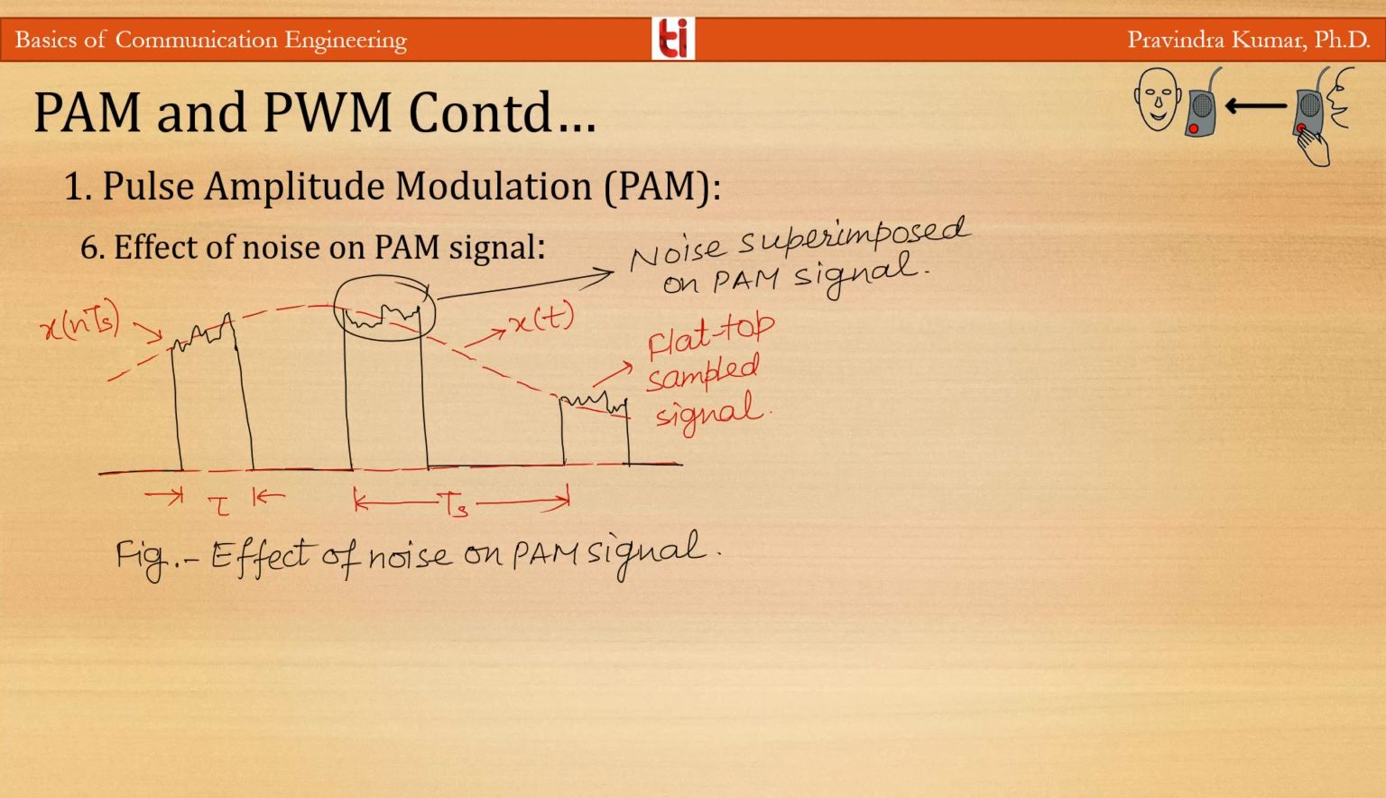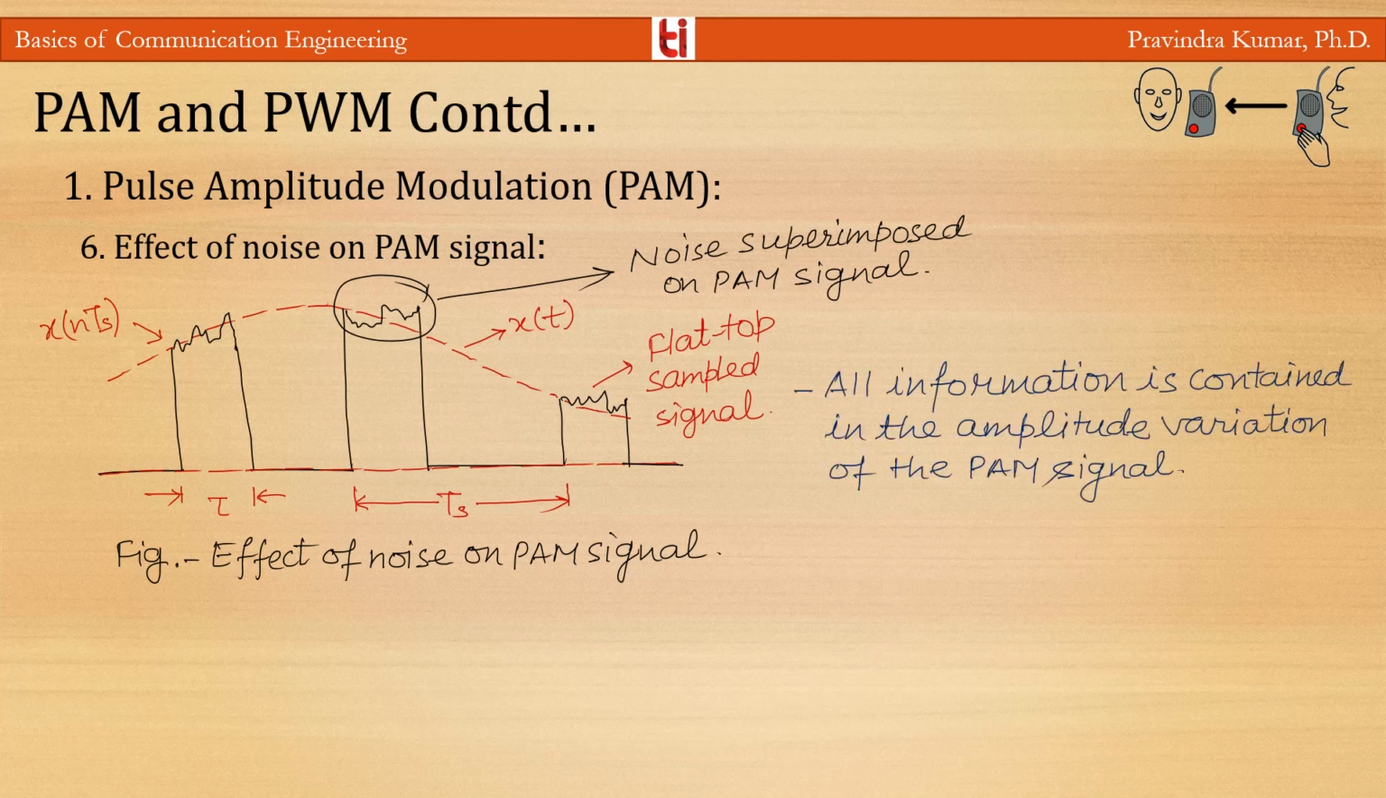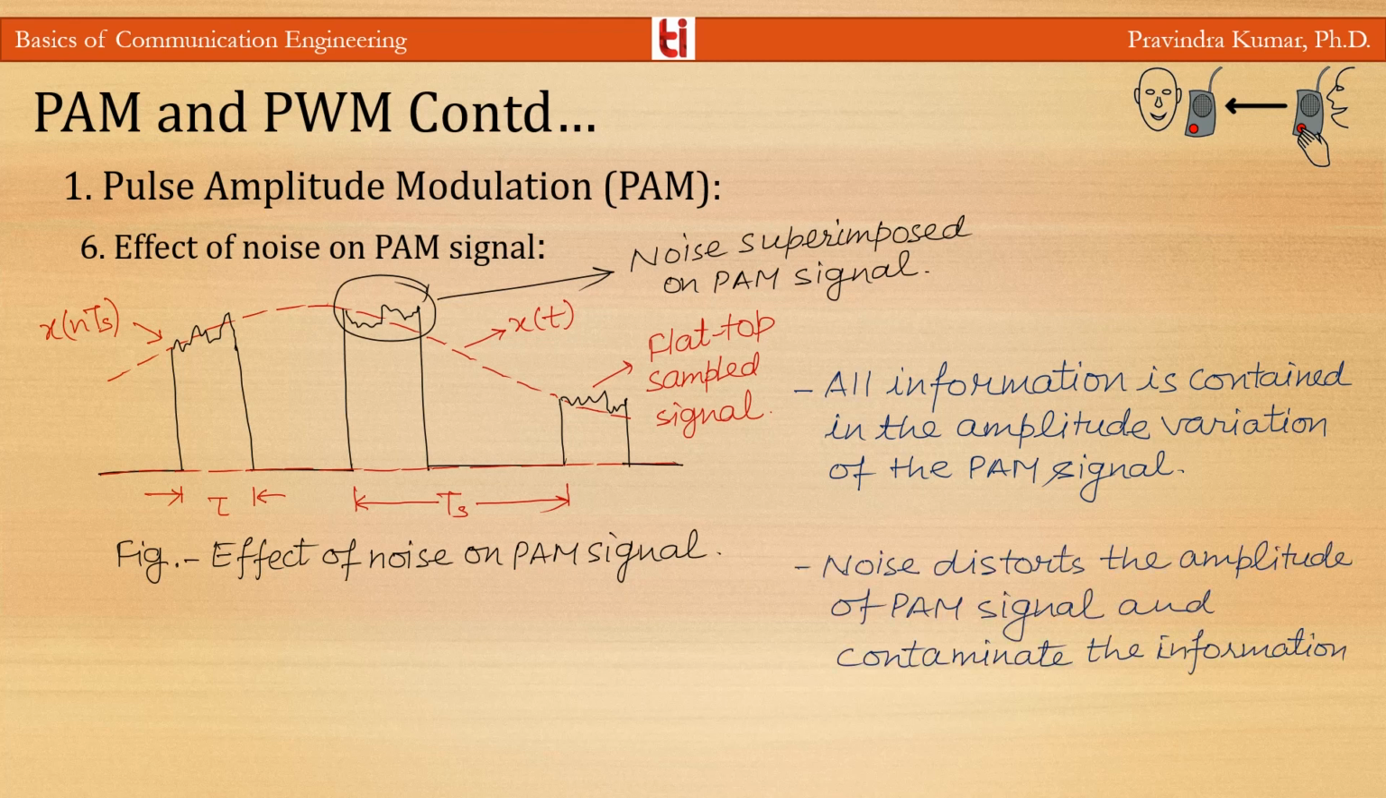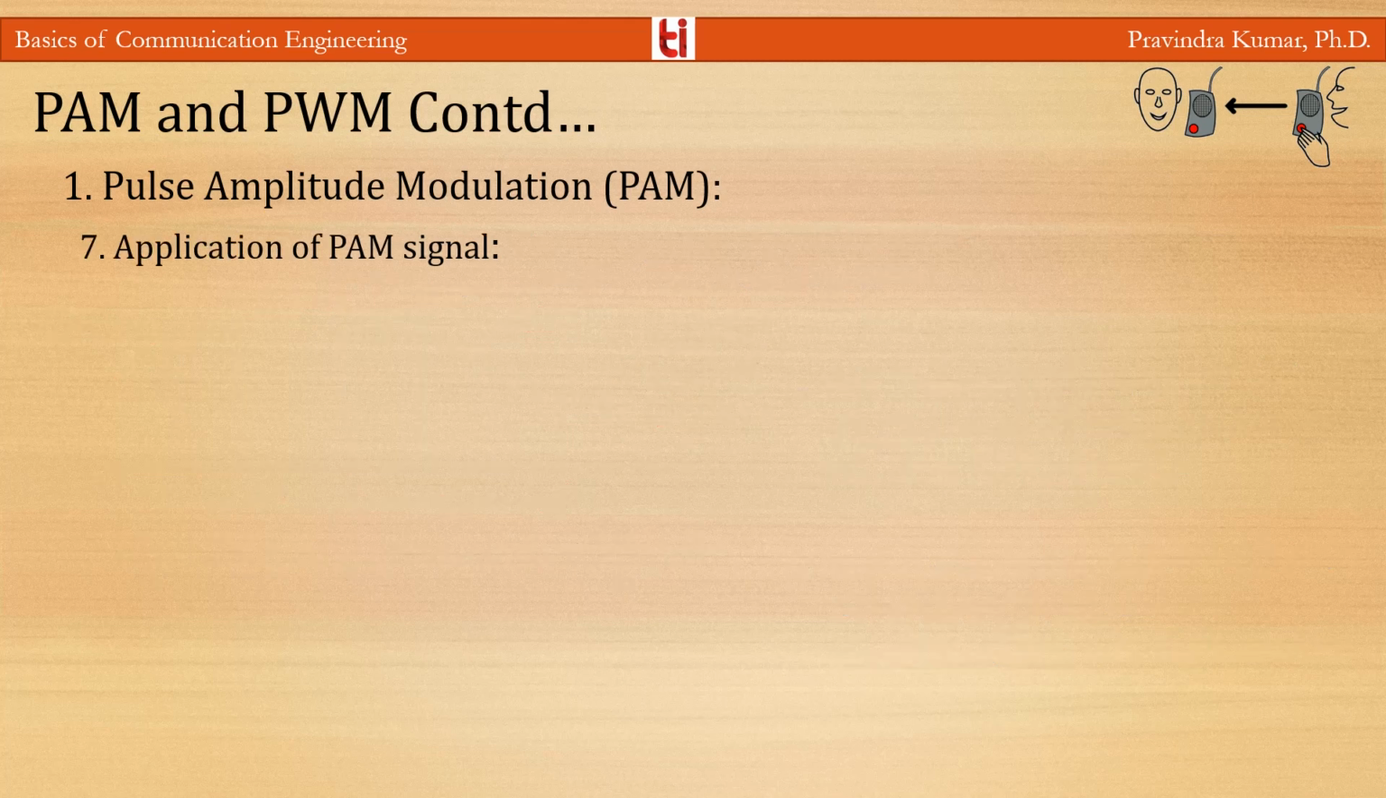The amplitude of a pulse carrier is changed in proportion to the amplitude of the modulating signal in PAM. So all the information is contained in the amplitude variation of the PAM signal. When the PAM signal travels over the communication channel, noise gets added to it, and the noise distorts the amplitude of the PAM signal. Since the information is contained in the amplitude, the noise will contaminate the information, so the noise performance of the PAM system is very poor.